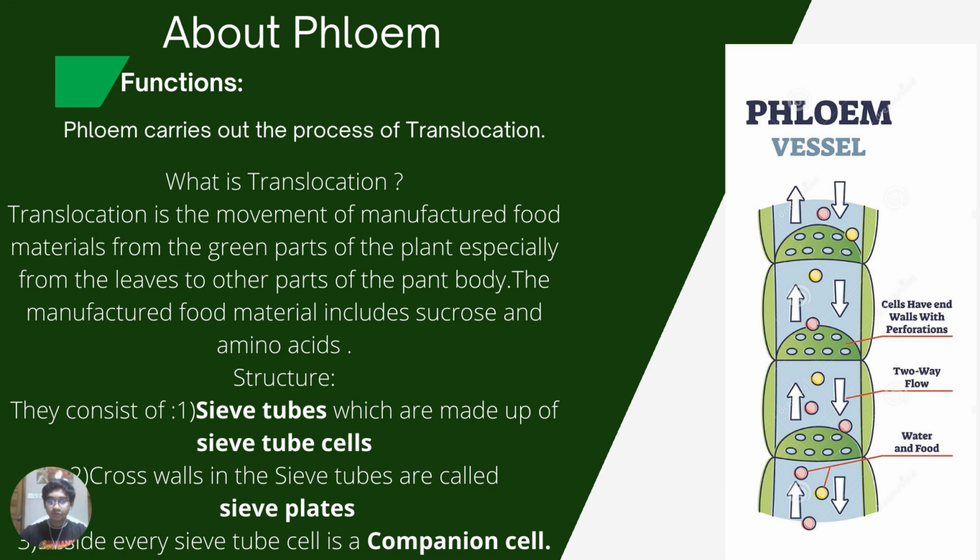Now, the structure of the phloem consists of three main things: the sieve tubes, which are made out of the sieve tube cells; the cross walls, which are perforated by minute pores and are like plates, so they are called sieve plates; and the companion cells, which are found beside every sieve tube cell.